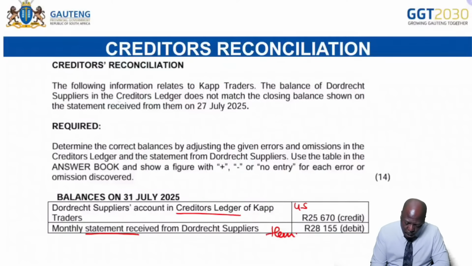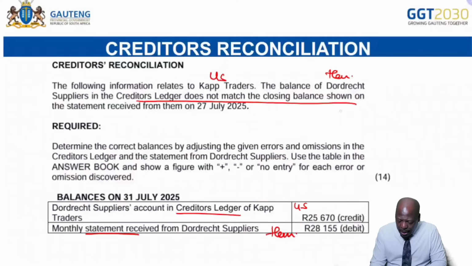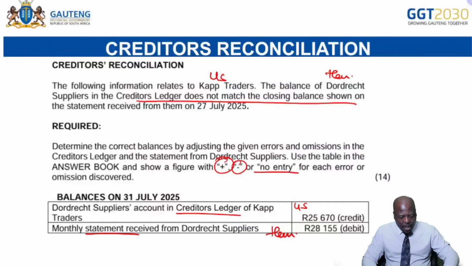So as we're reading, we have to know the following information relates to cap traders. This is us. And the balance of Deutsche Trade, that name is them. And then the creditors ledger does not match the closing balance. That is why we're going to reconcile, because there are amounts that do not match. Then we are told to show the correction or the errors and omissions, and we must show a figure with a plus or a minus or no entry. Especially when they say no entry, it is very key, because I've seen instances where you leave it blank, you lose a mark. You are supposed to write no entry so that you can be awarded a mark. So do not leave any space blank, but rather record either a plus, a minus, or no entry.